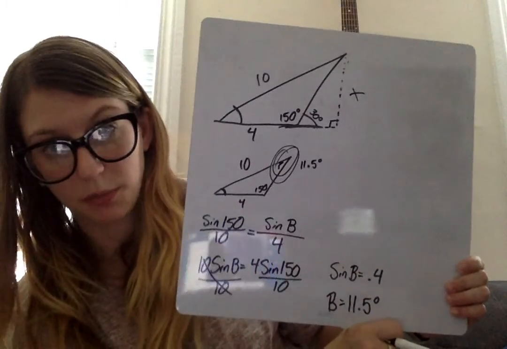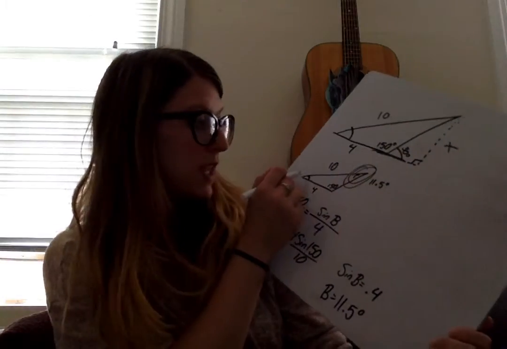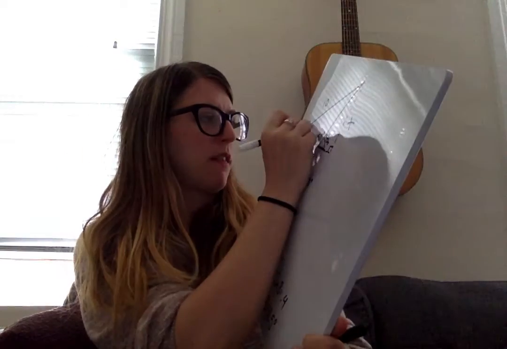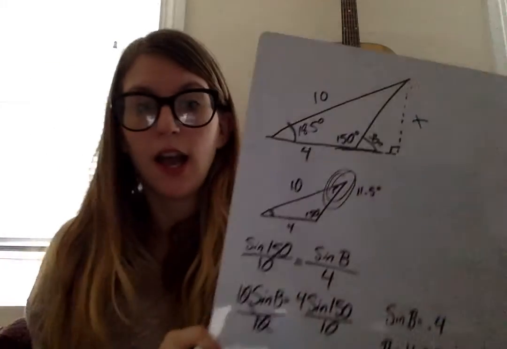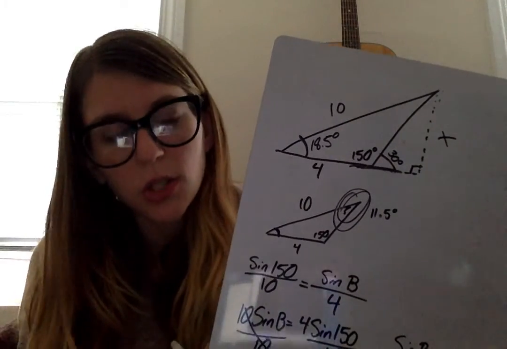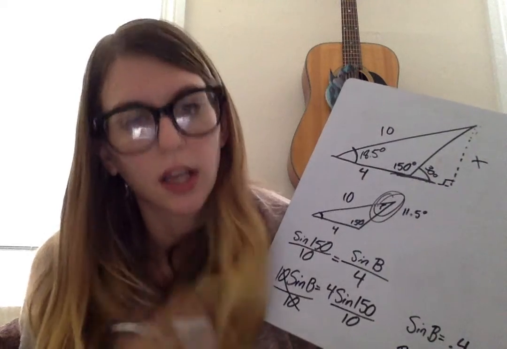So, we know all triangles' interior angles add up to 180. So if that's 150, that's 11.5. That means that the remaining angle has to be, and I'm sorry I'm not the best at doing mental math in my head, 18.5 degrees. So this angle here, which is this angle here, remember they're the same, 18.5 degrees. And now we can finally use our trig skills to find the height, times it by the base, and get our answer.